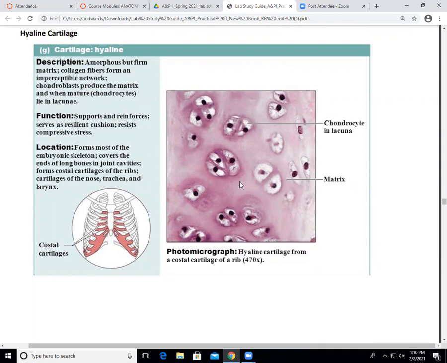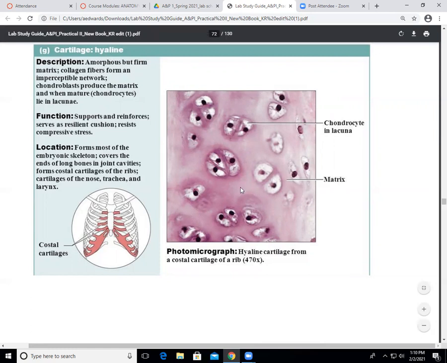All right, now we're on to cartilage. So cartilage, anytime you see these little dots, these little eyes, it's cartilage, okay? And those cells are called chondrocytes. Chondro is a root word that means cartilage. Cyte means cell. So anytime you see the chondrocytes, they live in these little spaces called lacunae, okay? And the pink around the chondrocytes, we call that matrix, okay?